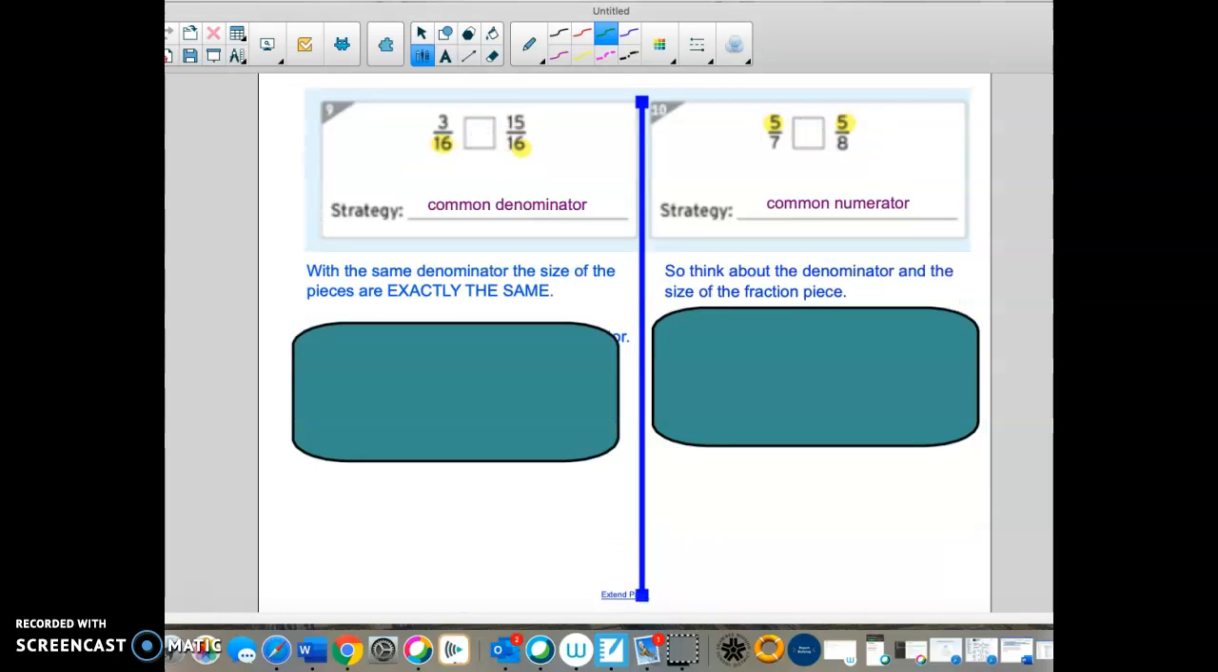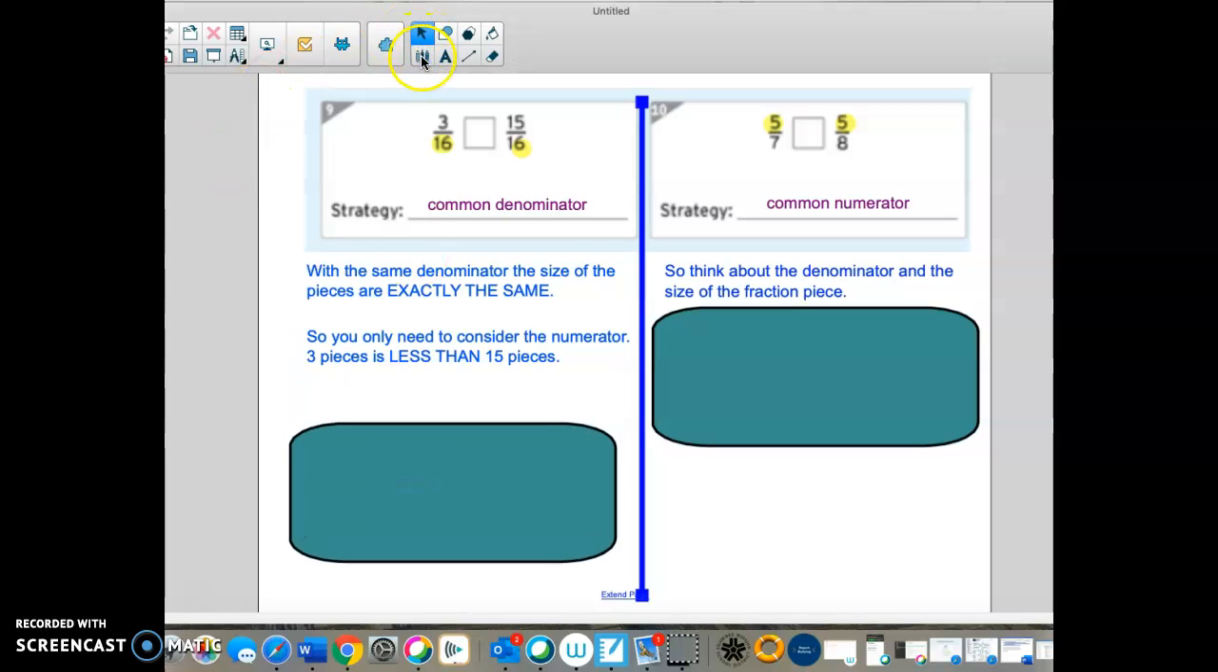3/16 and 15/16, we've got the common denominator. With the common denominator, we just focus on the numerators, and 3 is less than 15. For number 10, we've got 5s. Those are common numerators. So think about the denominator and the size of the piece. The larger the denominator, the smaller the piece. So 5/8 is less than 5/7.